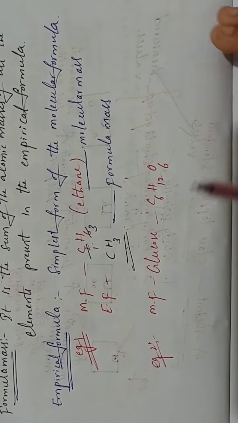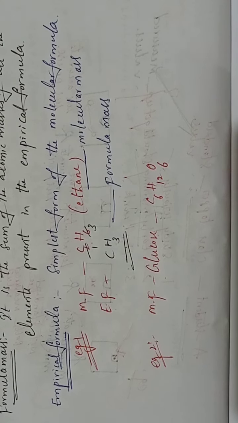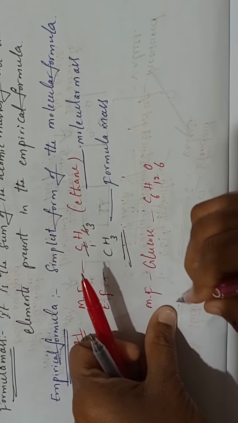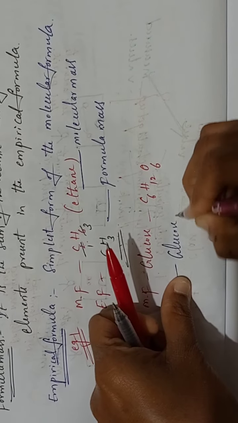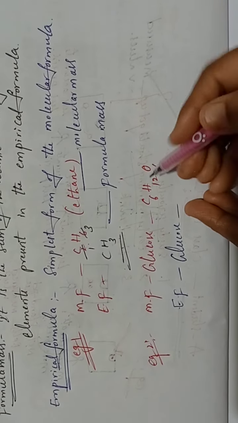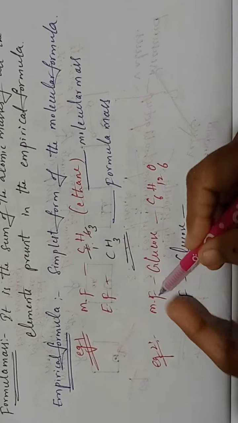C6H12O6. This is the glucose molecular formula. Okay now, what is the empirical formula, students? The empirical formula of glucose is nothing but the simplest form of the molecular formula.